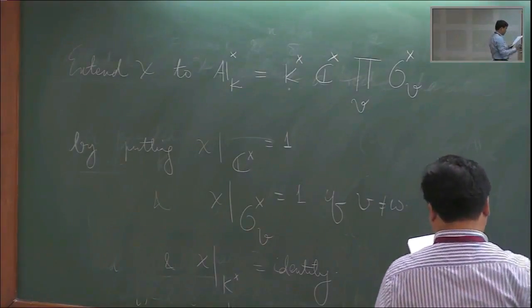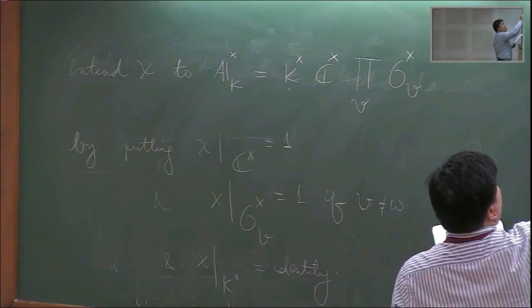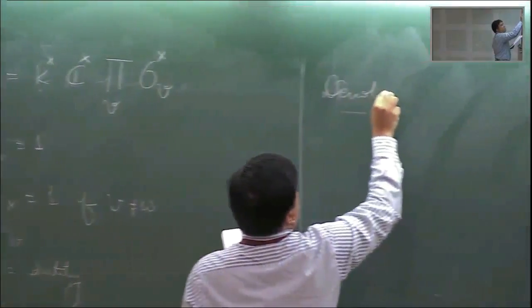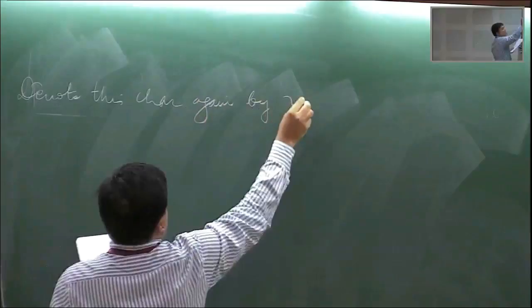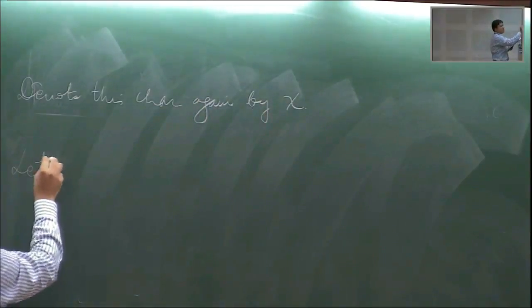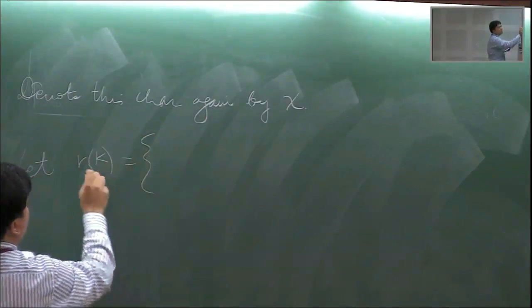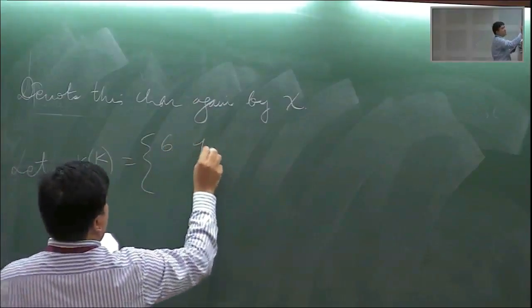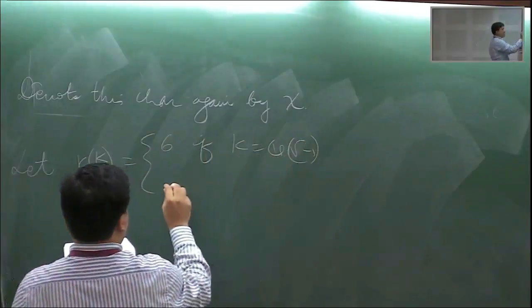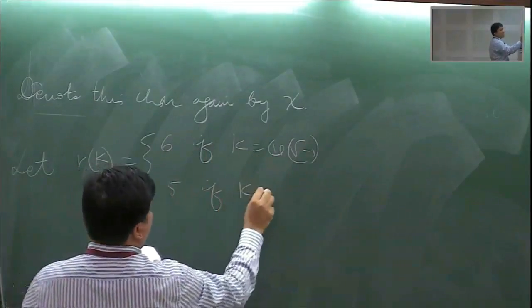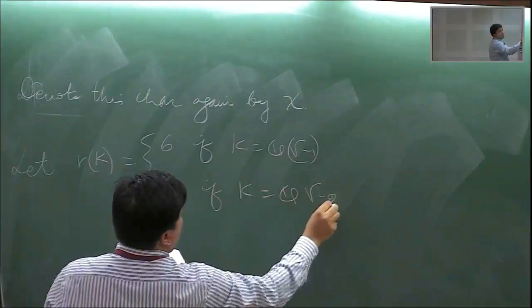So, denote this character again by chi, then I can write down all those chi's, okay? Just to simplify notations, let's use this: this is 6 if k equals Q square root of minus 1, and 5 if k equals Q square root of negative 2 here.